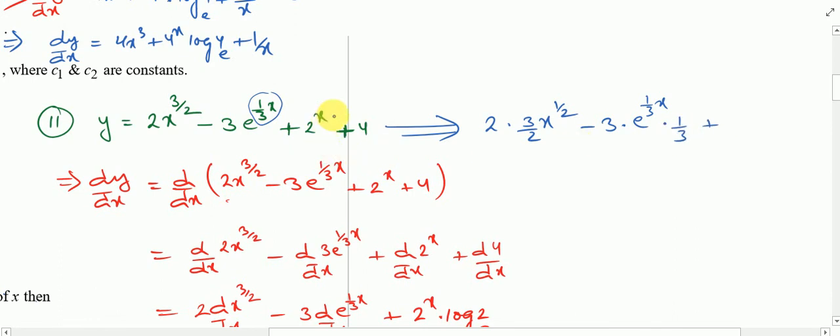Then here 2 to the power x, I know I will get 2 to the power x log 2. This is a constant, I know I will get 0. And in the next step I can simply cancel this and I will get the answer.